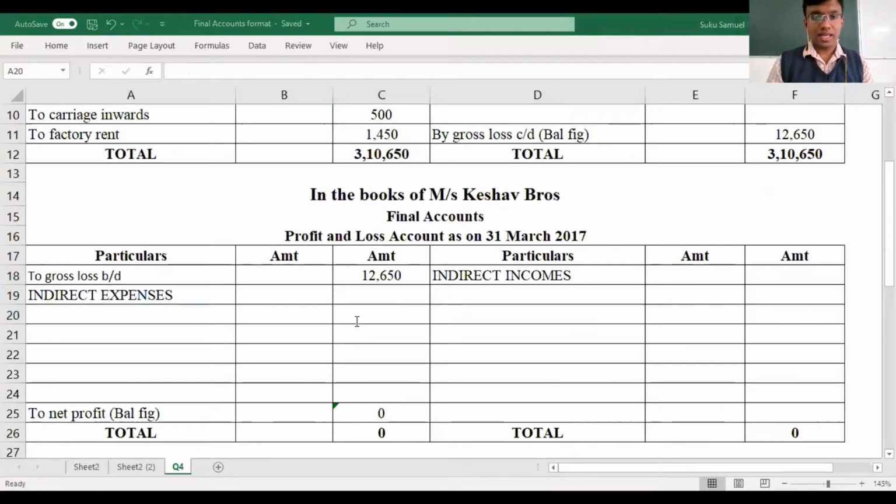Now let's start considering the expenses one by one. The first thing that we have is interest. To interest paid, which is 2,000. Then we have salary, and the salary is 2,500.